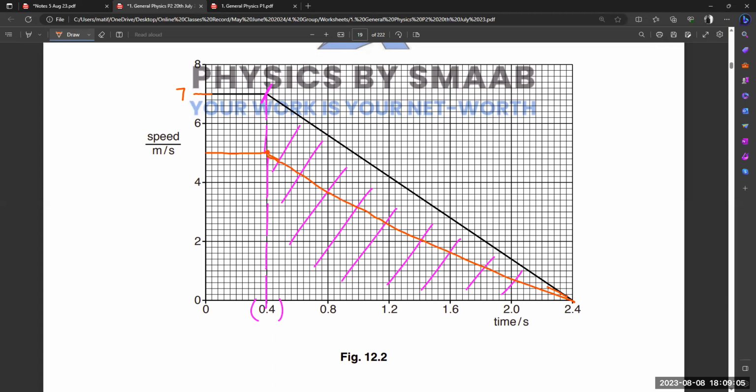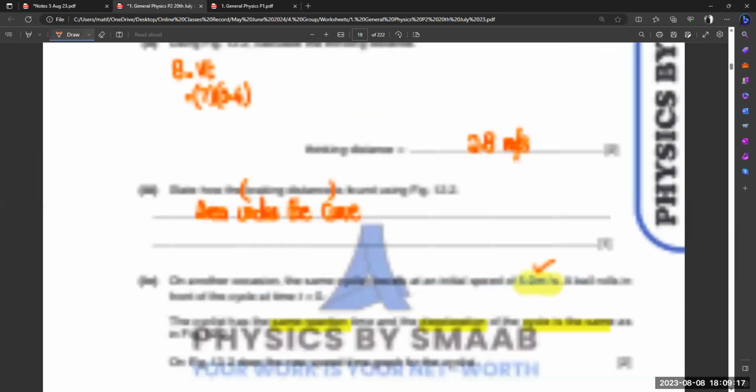So it will be a straight line just moving towards the 0. So that is the question they are asking in this part. So you just need the same line on that same graph 12.2. Okay. Now what they are asking in the next part.